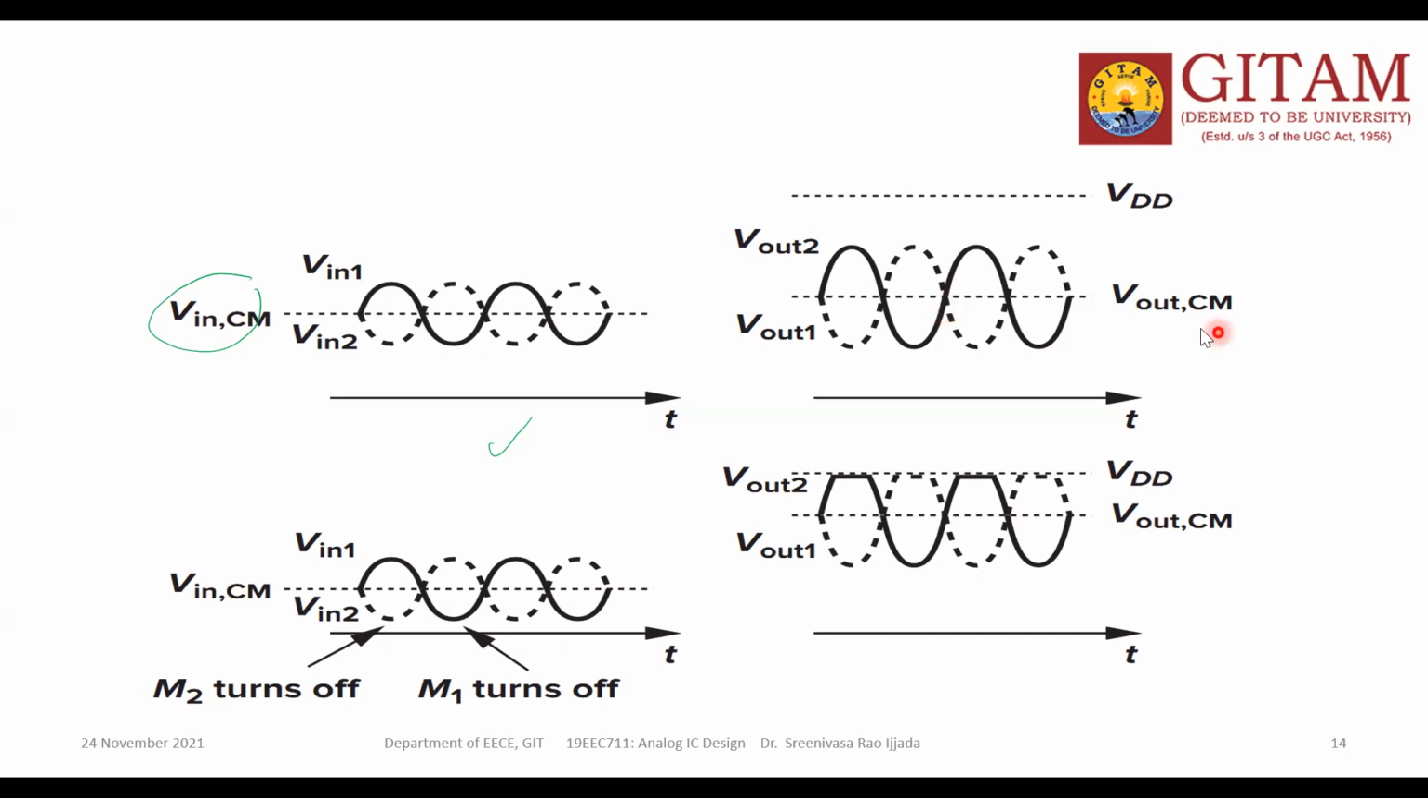That is the first one. So this is the input signal. Both the signals have the common mode value, the input Vin,CM. Here the output signals are also having a common mode, and that is the Vout,CM value.